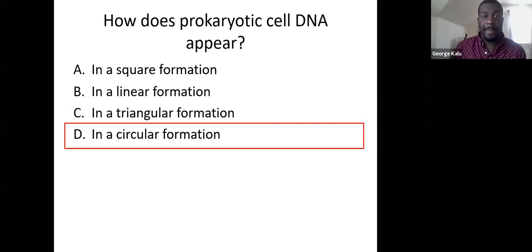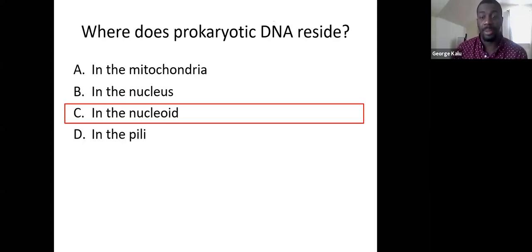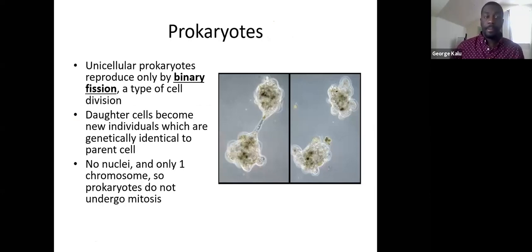Perfect. Okay, last one. Where does prokaryotic cell DNA reside? In the mitochondria, in the nucleus, in the nucleoid, or in the pili? What do we think? So seeing a couple of right answers here. The answer is the nucleoid. Remember, prokaryotes do not have a nucleus. So their DNA is going to be found inside the nucleoid, that region kind of in the middle of the cell.